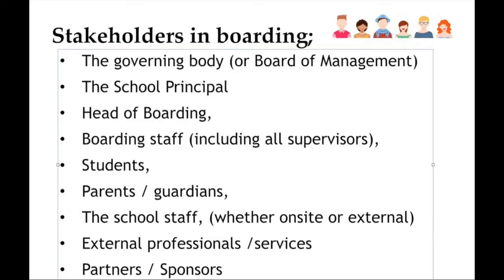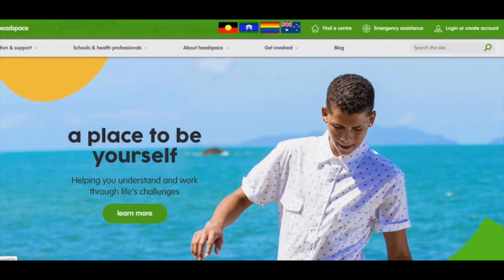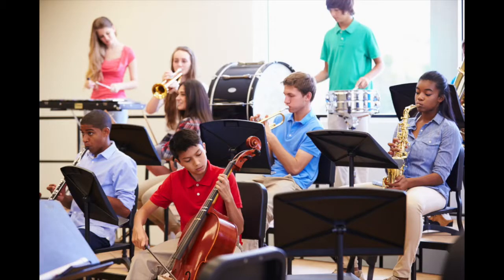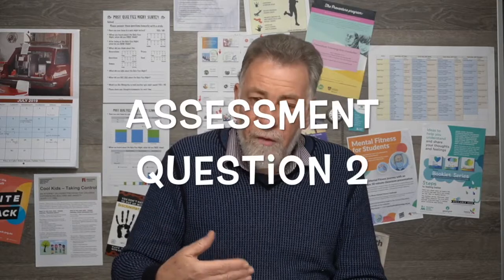So our stakeholders. Our stakeholders are going to be our governing body or our authority structure. It's going to be other boarding staff, school staff, parents, students, and then you might have external stakeholders such as people like health or mental health people in your area, sporting bodies, music groups, all of these sort of people who are external stakeholders. And question 2 on your assessment asks, who are the stakeholders, internal and external stakeholders?